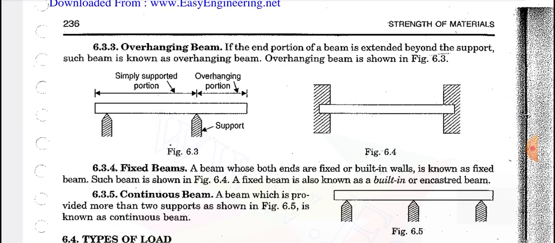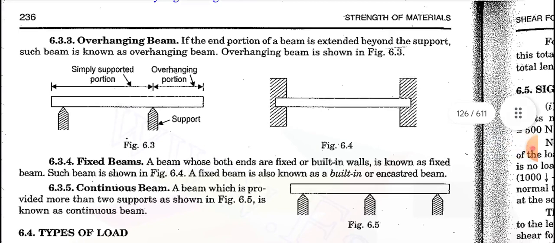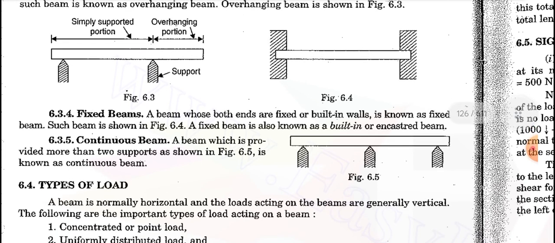The third one is the overhanging beam, shown in figure 6.3. In it, at least one end, or either of the two ends, of the beam extends over, that is beyond, the support. Figure 6.4 shows the fixed beam, where the two ends of the beam are fixed. Figure 6.5 shows the continuous beam, where the beam is placed along more than two supports.